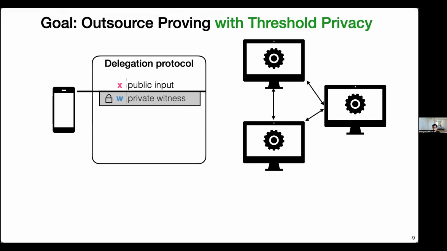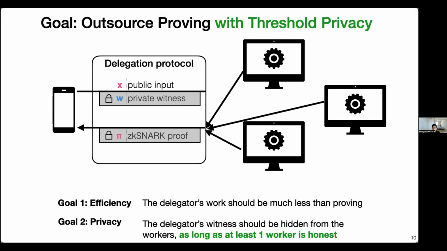So in our delegation protocol now, the delegator provides its witness in obfuscated form as before. And then these workers engage in some protocol with each other. At the end of this protocol, they are able to generate the proof and send it back to the delegator, right? So the efficiency goal is the same as before. The delegator's work should be much less than doing the proof itself. But the second goal is now changed. Instead of one worker with privacy against that one worker, now we have a bunch of workers and we'll have privacy of the witness against these workers as long as one worker is honest and following the rules of this delegation protocol, right?